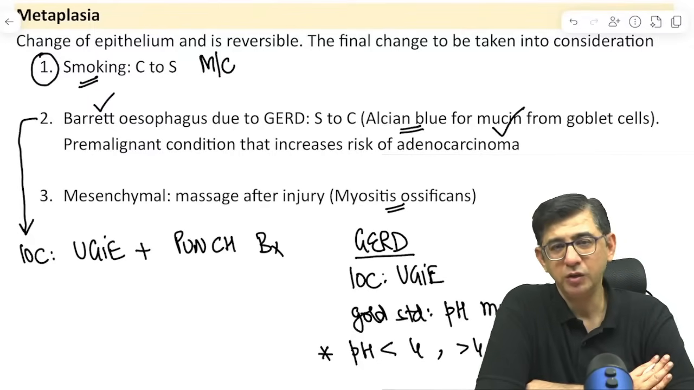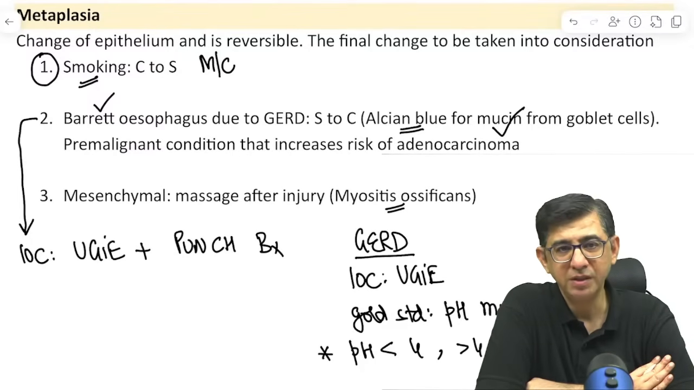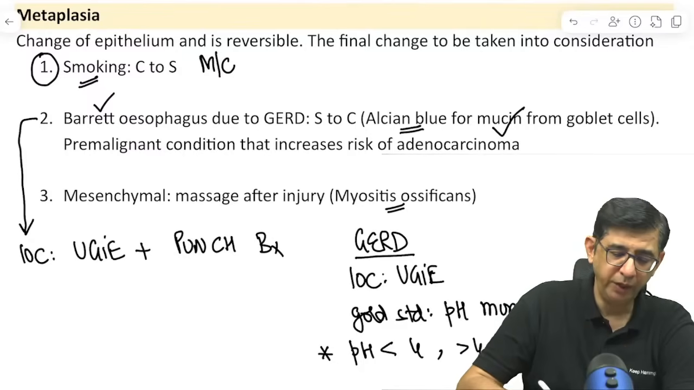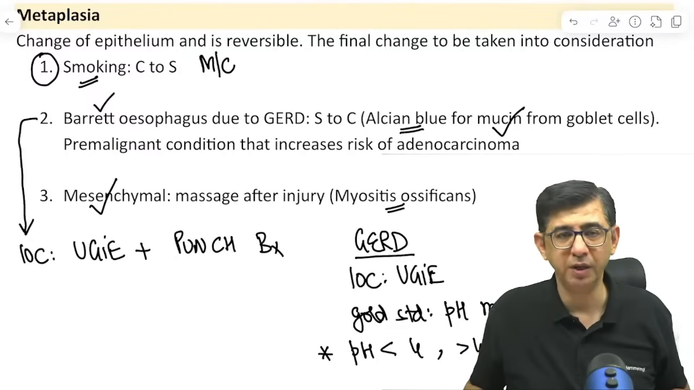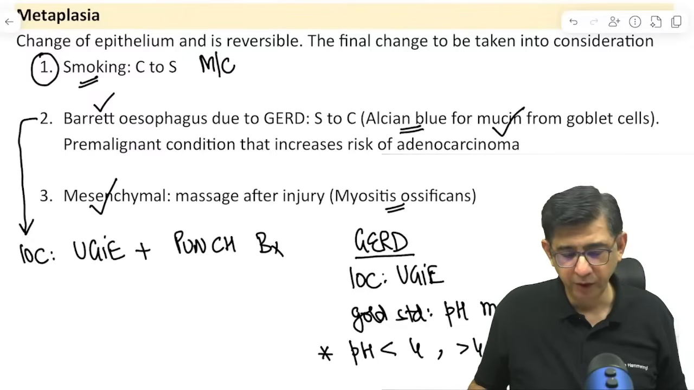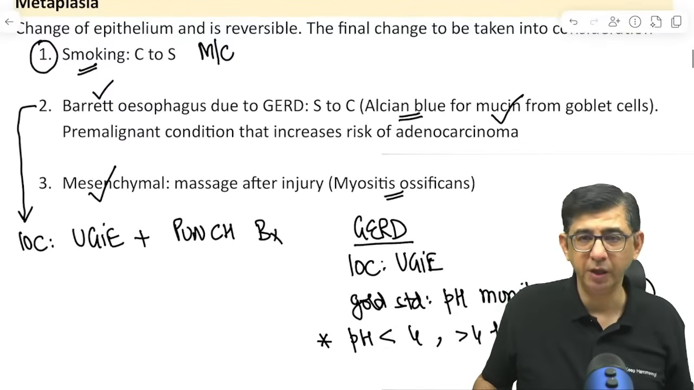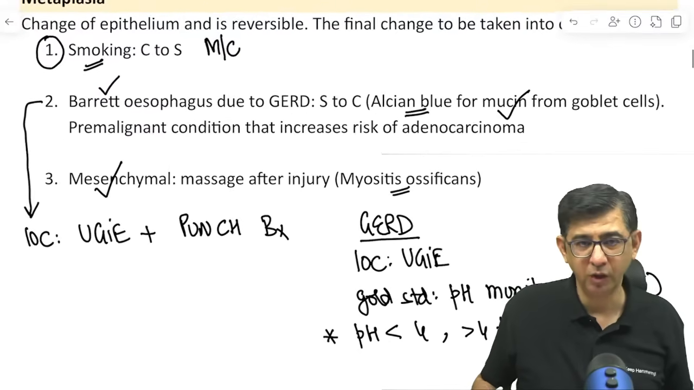injury. That is what is called as myositis ossificans, and that would be a mesenchymal metaplasia that would be happening in a patient called as myositis ossificans. So 3 examples: squamous to columnar, columnar to squamous, and then mesenchymal. As I highlighted, the commonest one is the columnar to the squamous one.